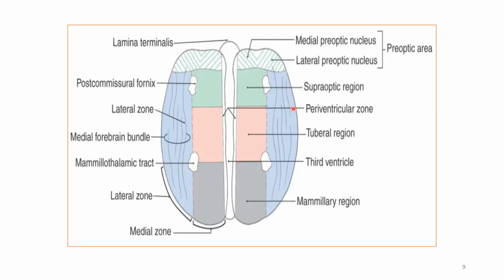Here you can see, this is the medial zone. This is the lateral zone. This is the preoptic, supraoptic, tuberal and mammillary region. In between these two, we have the third ventricle.